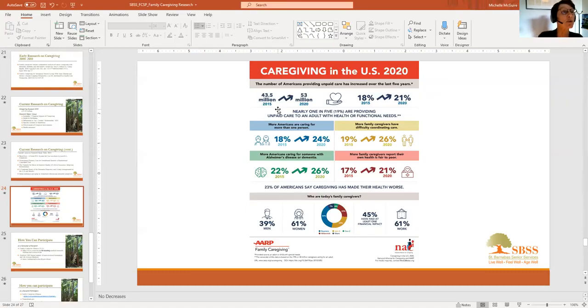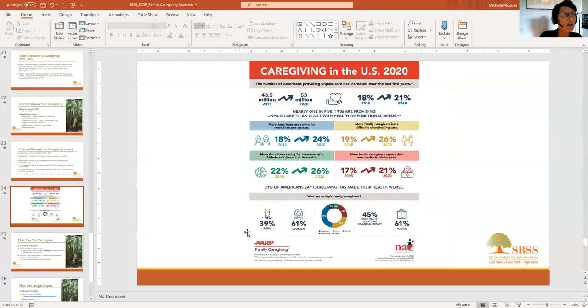We've got about 10 million more people since 2015 taking care of a family member in the home. That's 2 million people a year increase. It's gone up from 18% to 21%. More Americans are caring for more than one person. It went from 18 to 24%. More family caregivers have difficulty coordinating care. That went from 19 to 26%. These increases are huge, absolutely huge. More Americans caring for someone with Alzheimer's, from 22 to 26. More family caregivers report their own health is fair to poor, 17 to 21.